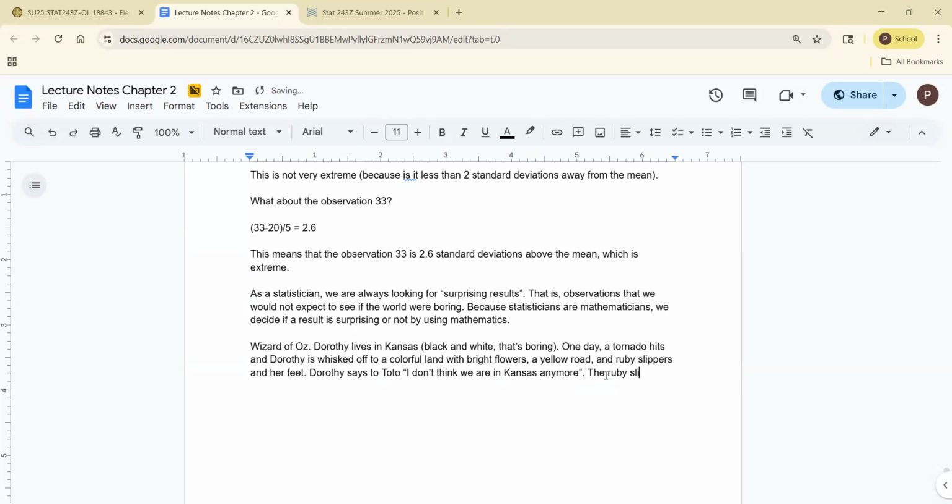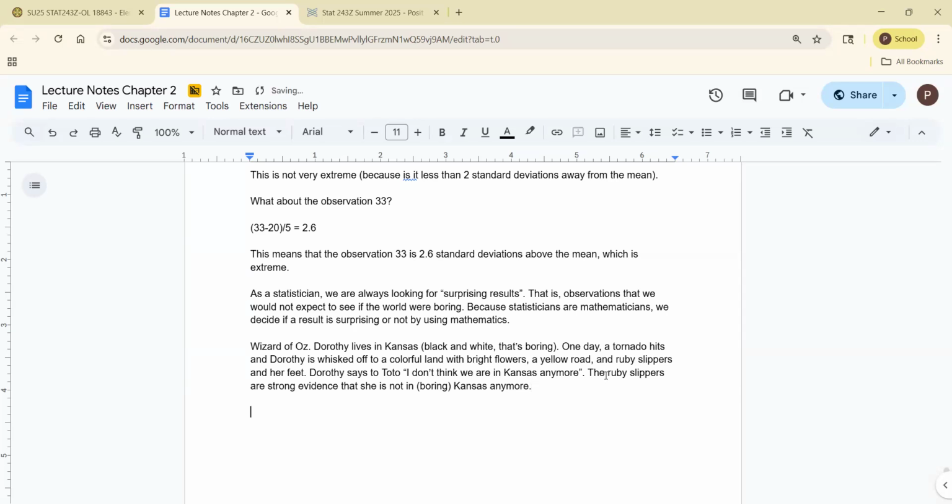The ruby slippers are strong evidence that she is not in boring old Kansas anymore. Now, I don't actually think Kansas is boring, but from a statistician's point, Kansas is where we would expect to be. But now we have evidence to think, well, we're not in Kansas anymore.